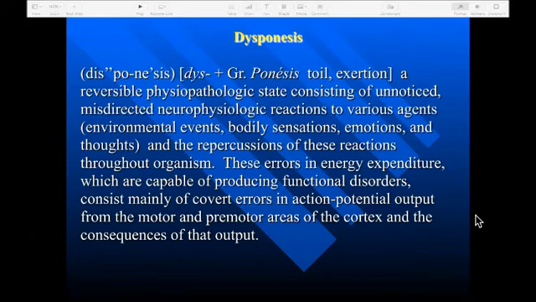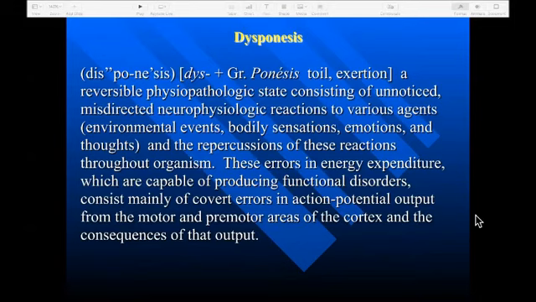Somewhat related is dysponesis. And dysponesis comes from the Greek meaning toil or exertion. And dysponesis relates to tonic muscle activity. Dorland's dictionary defines it as a reversible physiopathologic state consisting of unnoticed, misdirected neurophysiologic reactions to various agents. These agents may be environmental events, bodily sensations, emotions, and thoughts.